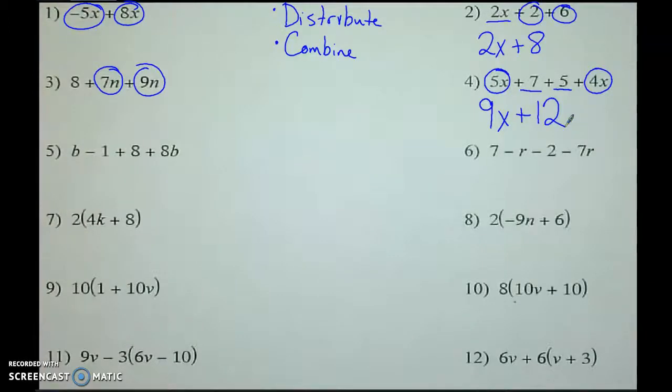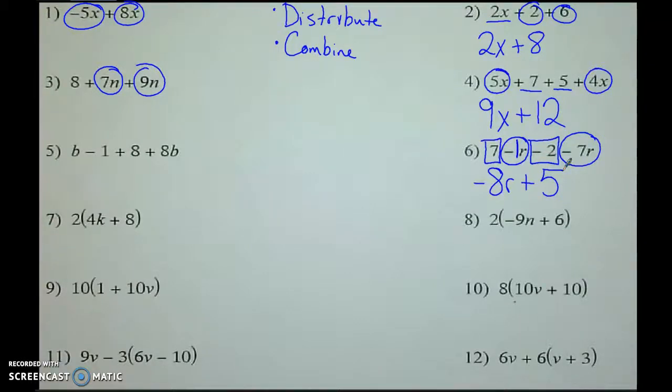Number 6, there's no distributing, but I'm going to combine like terms. Okay? So I have a -r, I have a -7r. Those are going to combine together and give me a -8r. Because there's really a 1 right here with this r. That makes it -1r plus -7r gives me -8r. Then I have a 7 and I have a -2. When I combine those together, I get a +5.